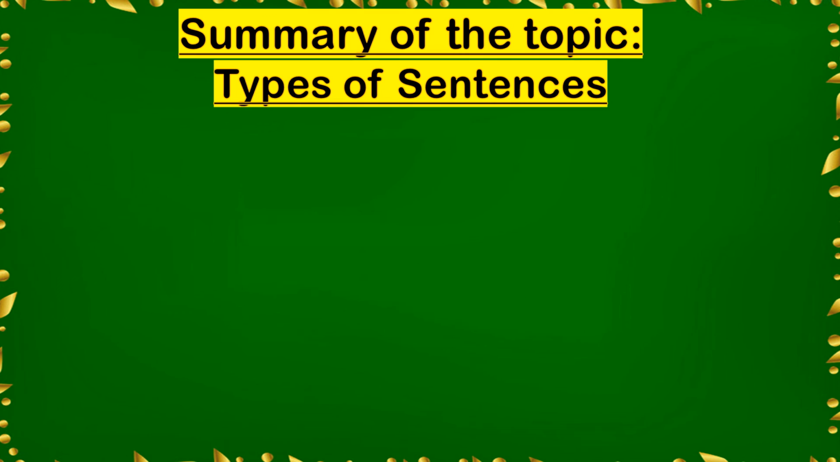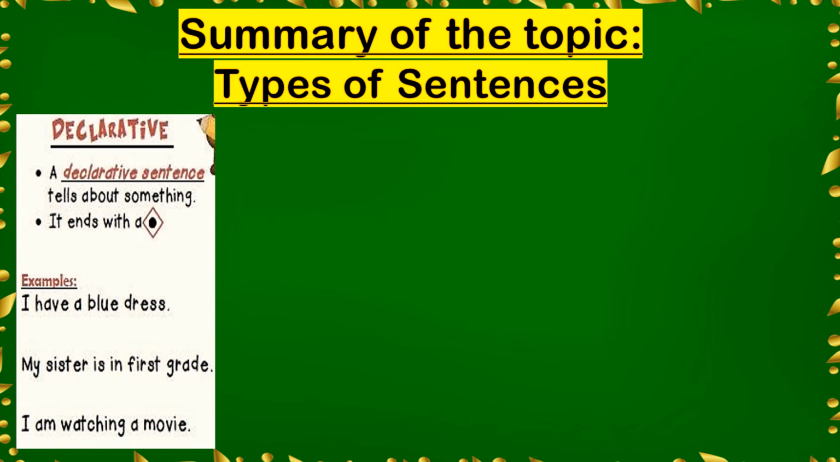Let us summarize the topic that we have just discussed. We have discussed what a sentence is and the different types of sentences. The first one, declarative. A declarative sentence tells about something and it ends with a full stop or a period. Examples: I have a blue dress. My sister is in the first grade. I am watching a movie.